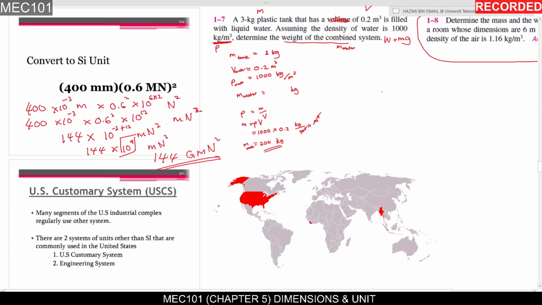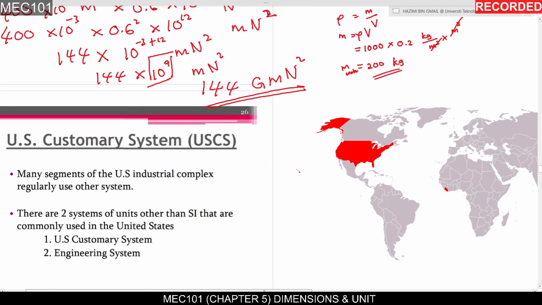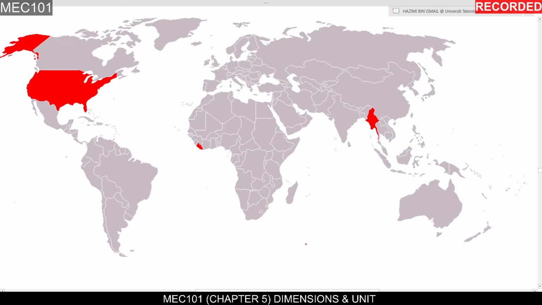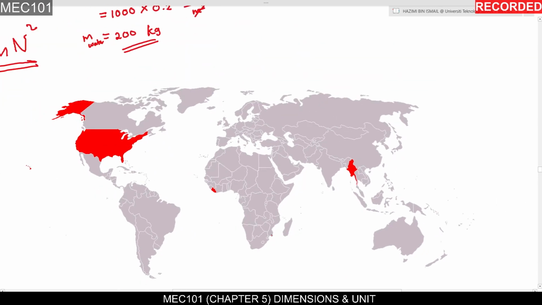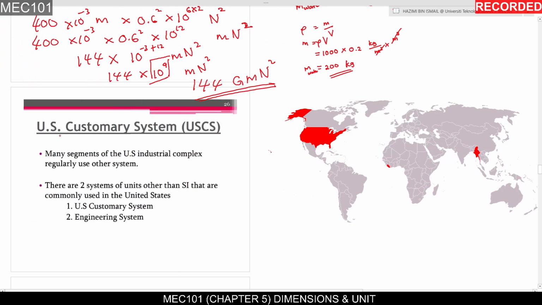Okay, so let's go to the US customary system, USCS. Before that, I will show you this map. What do you think about this map? There are only 1, 2, 3 countries in the red color. These 3 countries are the only countries that still use the imperial units, or what we call now the USCS, US customary system.